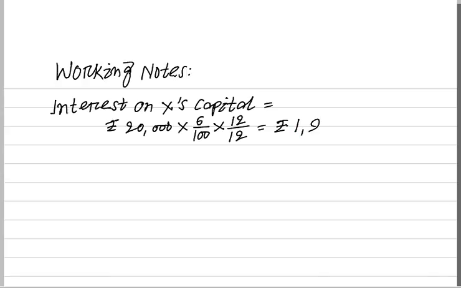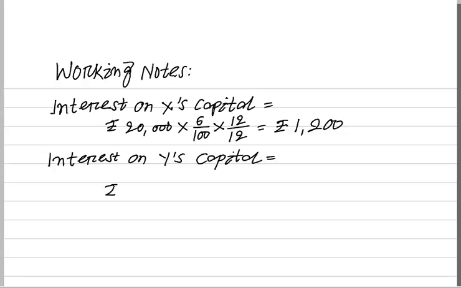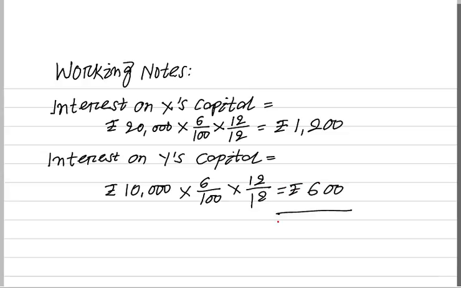The interest on X's capital is 1200, whereas interest on Y's capital, this is rupees 10,000 at the rate of 6% for the whole year, that is rupees 600. The total interest due is 1800.